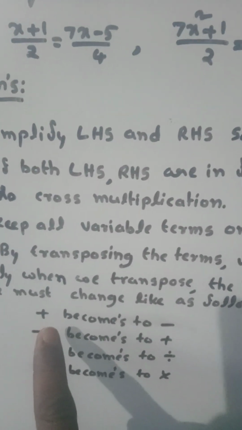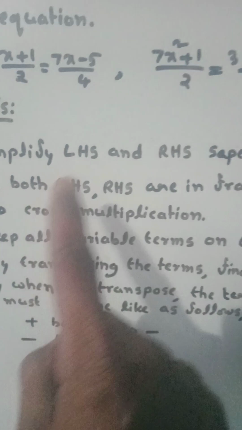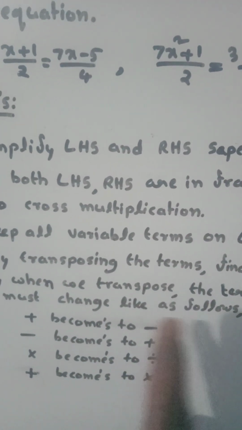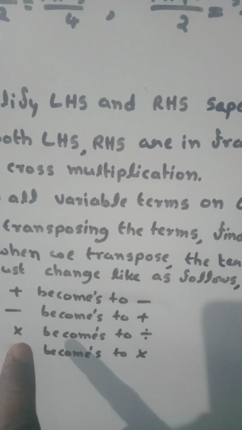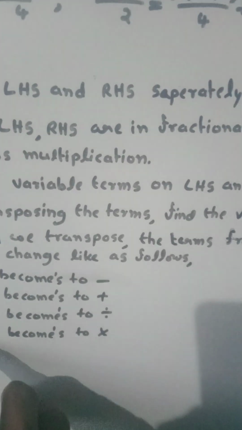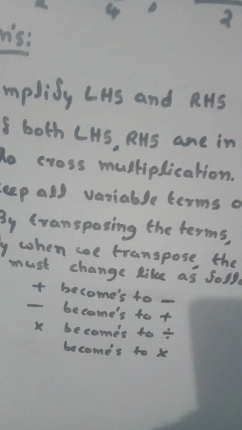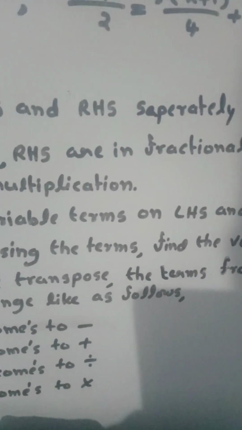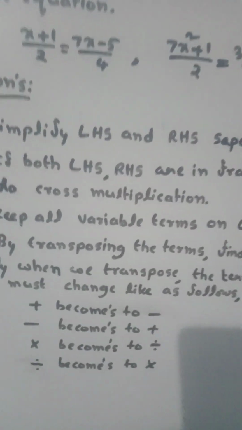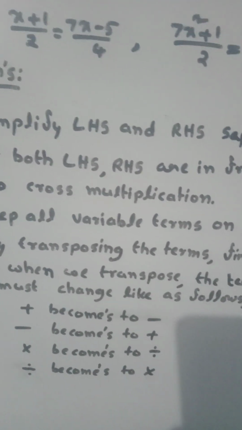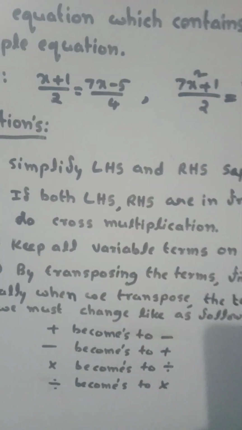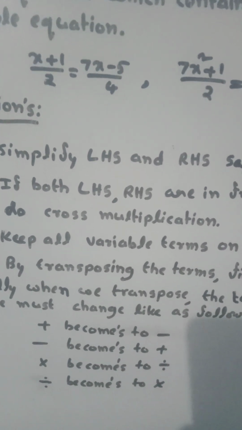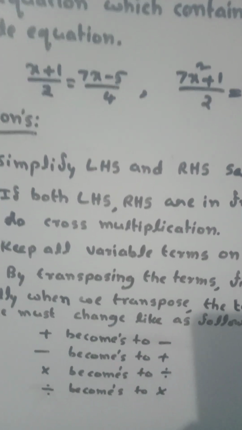If a term has a plus sign, then when it goes to the right hand side, you must take its minus sign. If it is minus, it becomes plus. If it is multiplication, the operation becomes division. If it is a division operation, it becomes multiplication. These are the steps we need to remember when solving equations. If you follow all these steps, you will not make mistakes anywhere. Now we'll go on to discuss the examples also.